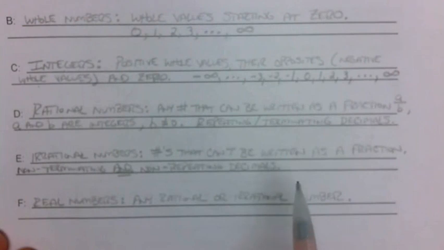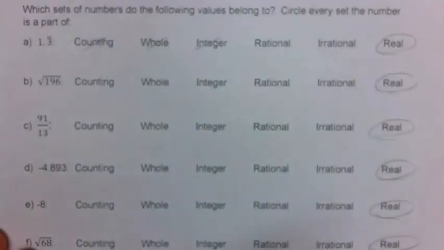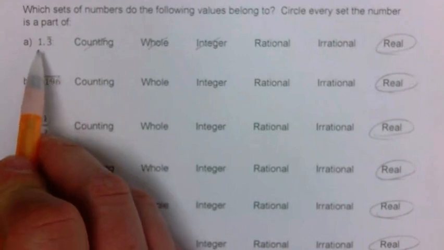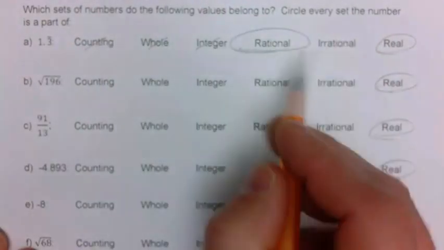If we look at our descriptions again, rational numbers are numbers that can be written as a fraction, but that was a decimal, 1 and 3/10 repeated. But repeating decimals are considered rational. And that's what this bar over the 3 means. This is 1 and 3/10 repeated. A repeating number is rational. So it's going to be a rational number, which means it can't be irrational, and it is real.